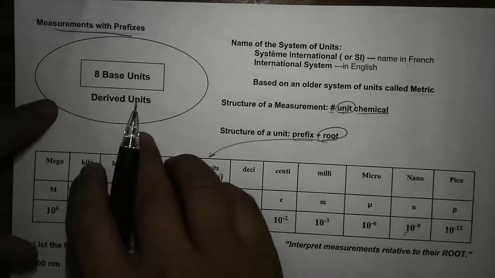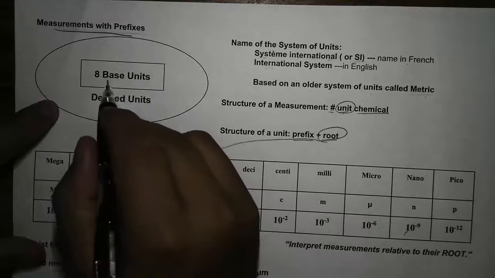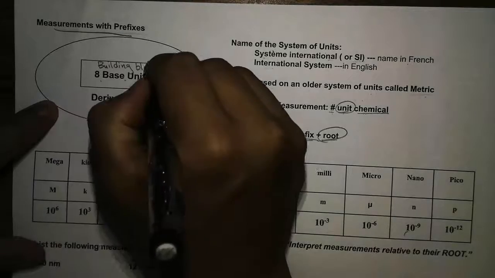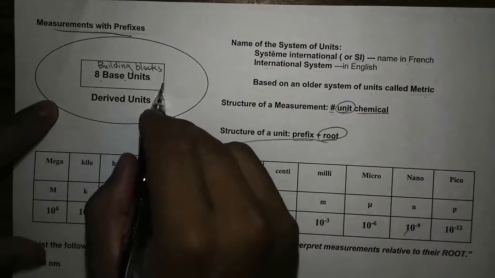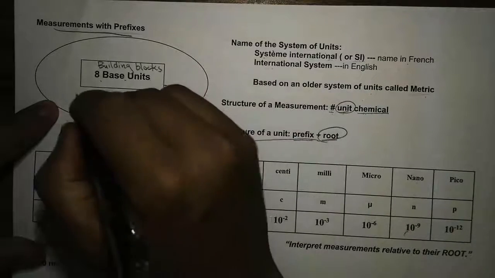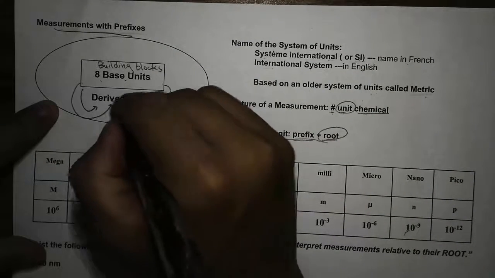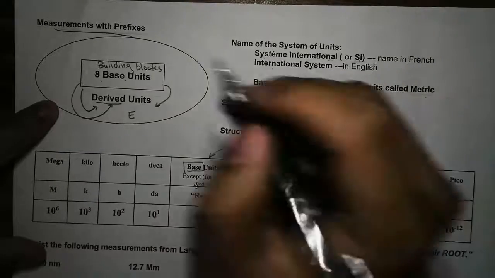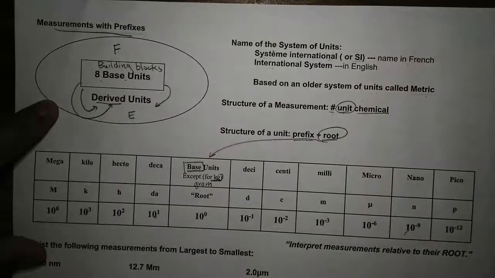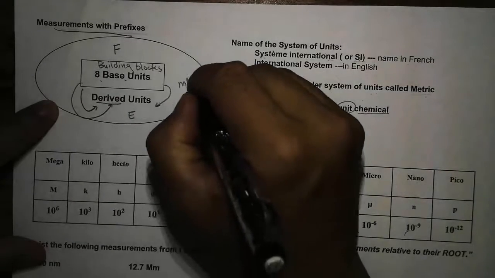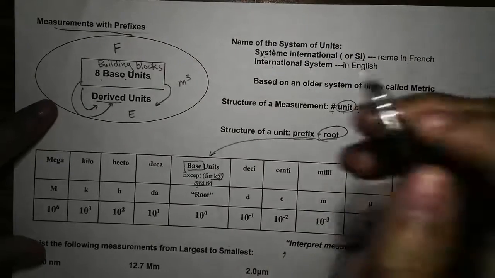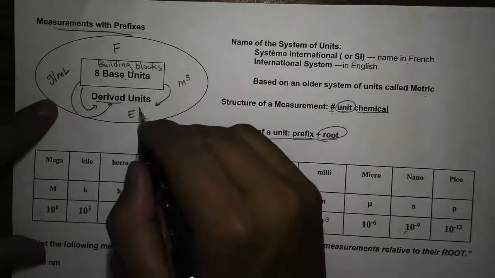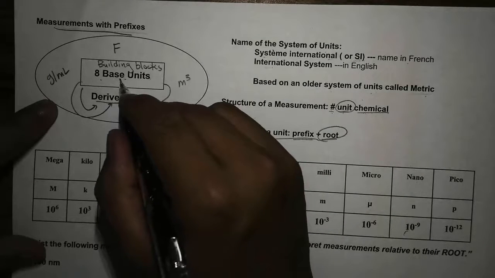Here we have an illustration relating to the base units of the SI. These are the building blocks of all the SI units. These building blocks combine with each other to make an endless number of derived units, such as a unit for energy in joule, a unit for force in newton, a unit for volume in meter cubed, or a unit for density, grams over milliliter. All of these are derived units that originate from the base units.